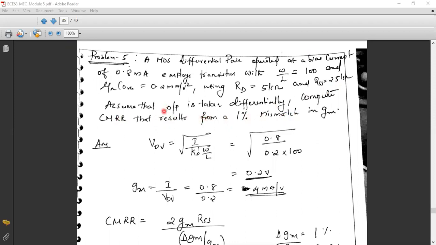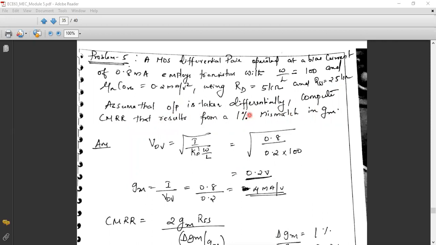It is given that we need to take the output in a double-ended way. That means output is taken differentially, a double-ended output with a mismatch of 1% in GM. So 1% mismatch in GM is provided. Based upon that, we should find the CMRR. So it is not the ideal case.